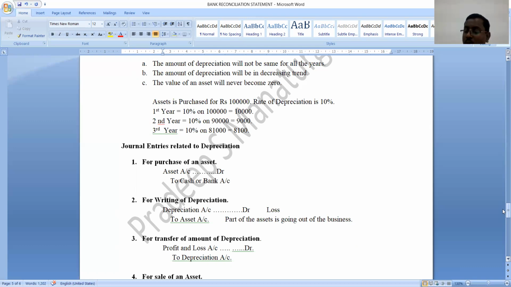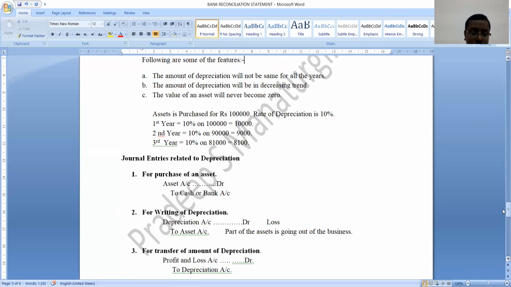You may get some 2 mark questions on depreciation, like what do you mean by depreciation? What are the features of depreciation? What are the reasons for depreciation? State the methods of depreciation. What do you mean by straight line method? What do you mean by written down value method? Give the journal entry for writing off depreciation. Give the journal entry for transfer of depreciation. Like this, you may get some 2 mark questions on depreciation. So this is what you should keep in mind about depreciation.